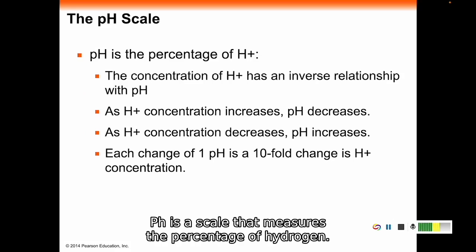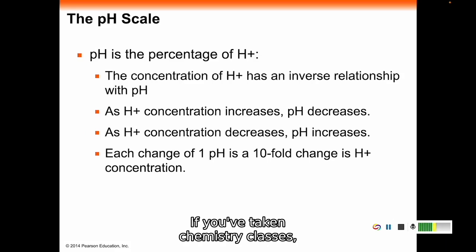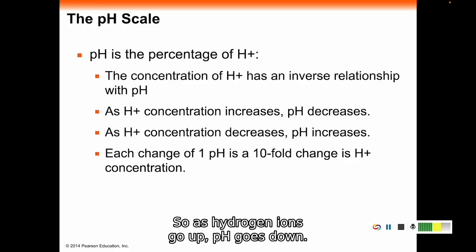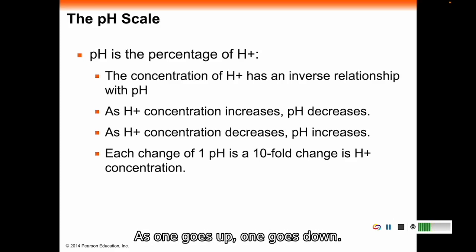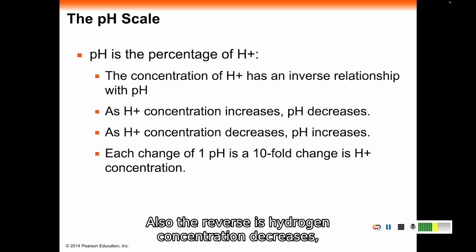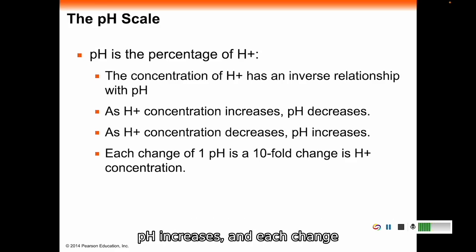pH is a scale that measures the concentration of hydrogen. If you've taken chemistry classes, it gets a lot more technical than what we're going to do in this class. What is important to know is that the concentration of hydrogen is backwards. It has an inverse relationship to pH. So as hydrogen ions go up, pH goes down. That's an inverse relationship: one goes up, one goes down. Also the reverse: as hydrogen concentration decreases, pH increases.